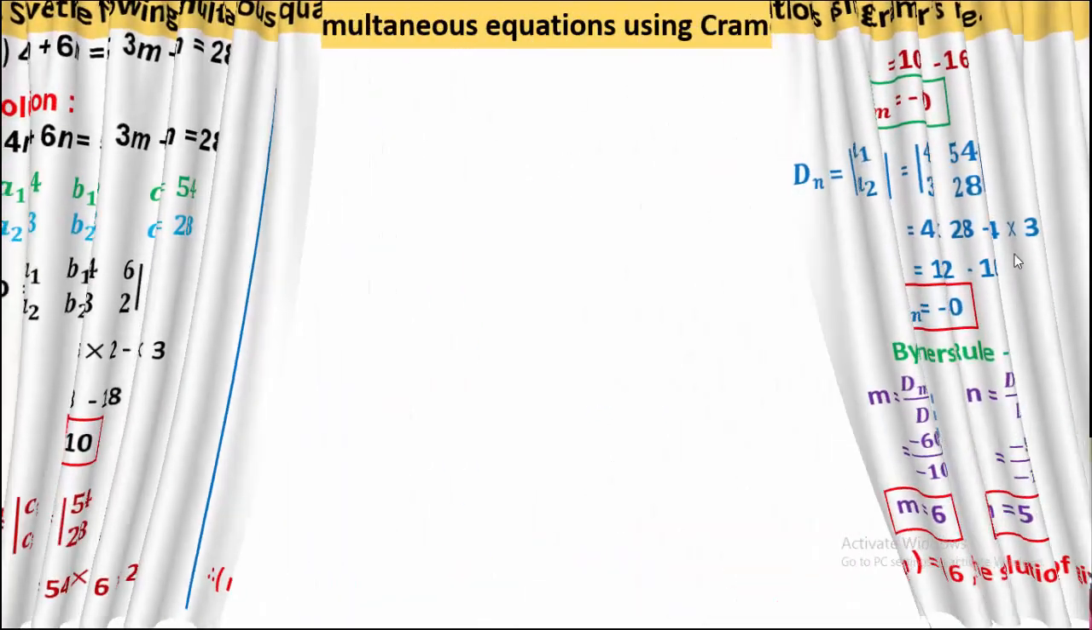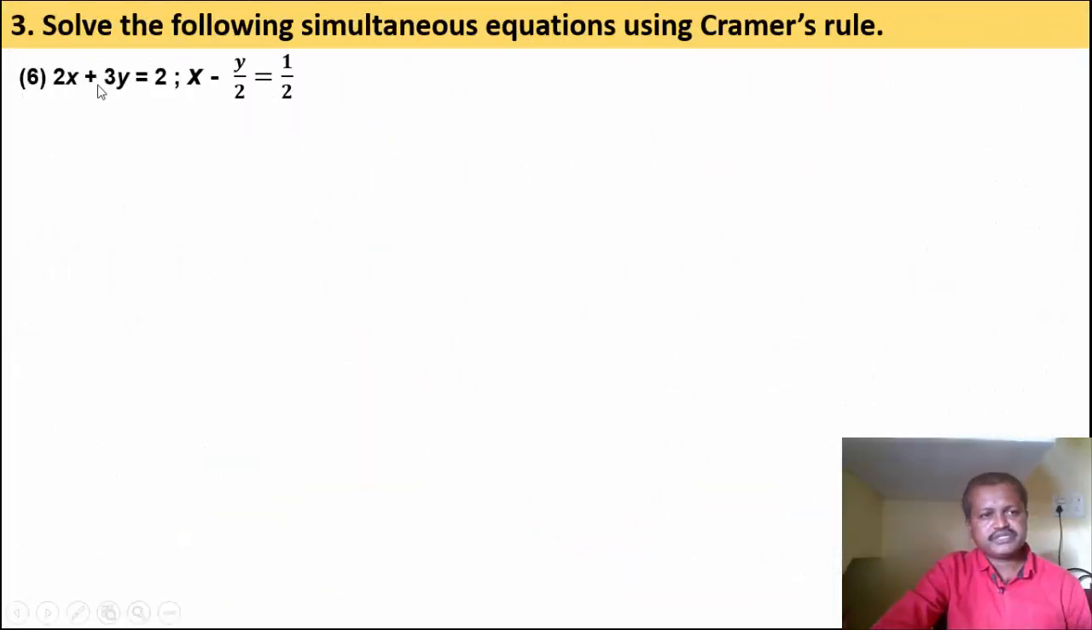Example number 6. So look here, 2x plus 3y is equal to 2, that is the first equation. x minus y upon 2 is equal to 1 upon 2. So write the solution here. Write the first equation as it is.